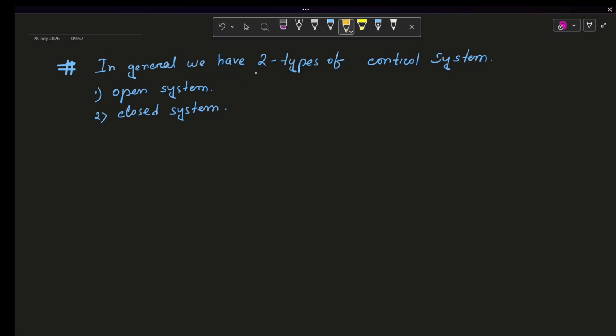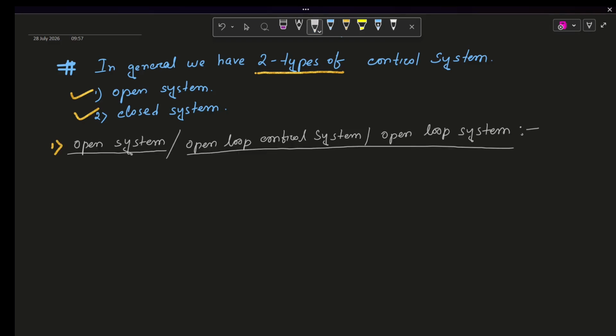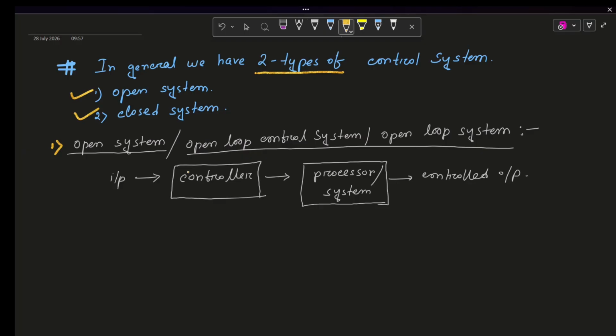So in general, we have two types of control system. First one is open system and the second one is closed system. Now we will see how these systems look. So the open system is also known as open loop control system and open loop system. For open system, this one is the block diagram.